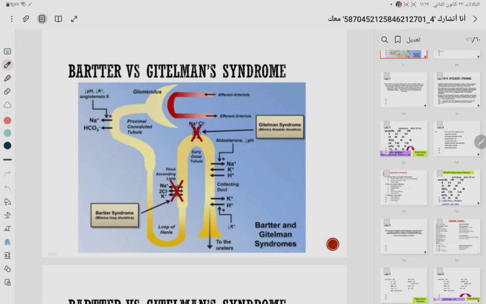That's responsible for reabsorption of sodium chloride and potassium, so this will remain within the filtrate. So we'll have hyponatremia, hypokalemia, hypochloremia, metabolic alkalosis. Gitelman is the thiazide. So I'm sorry, I apologize. Probably I mixed them.